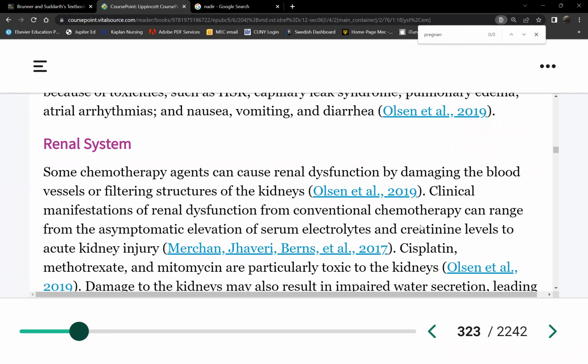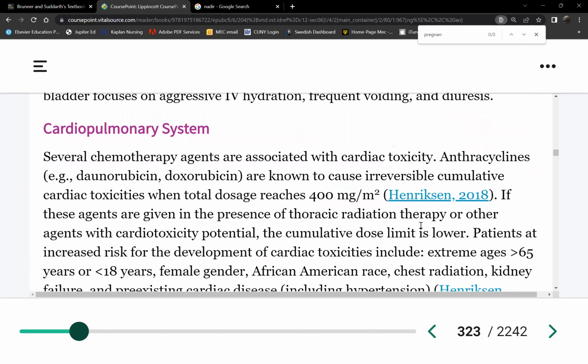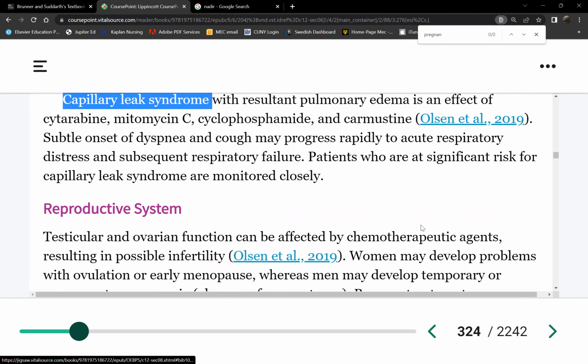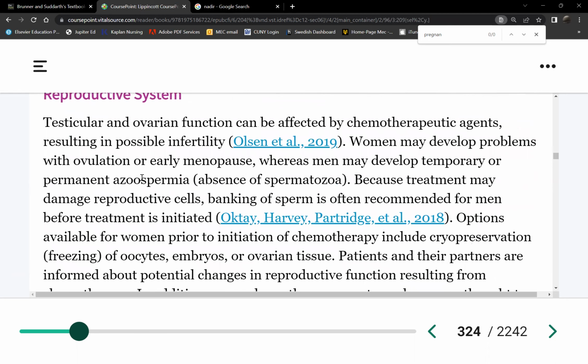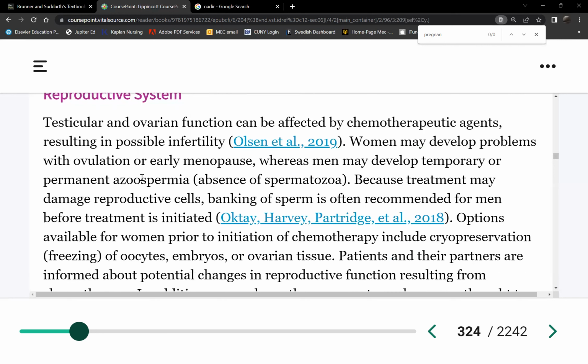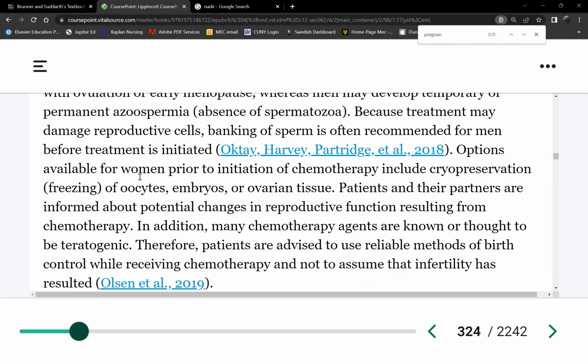Next is the kidneys. Watch for renal toxicity. Next, watch the heart and lungs. This can cause the connective tissues to be inflamed, causing pneumonitis or pericarditis. Reproductive system, patients may be advised to, if it's female, bank your eggs. If it's male, bank your sperm, because they can get sterilized. They may become sterile after the treatment.